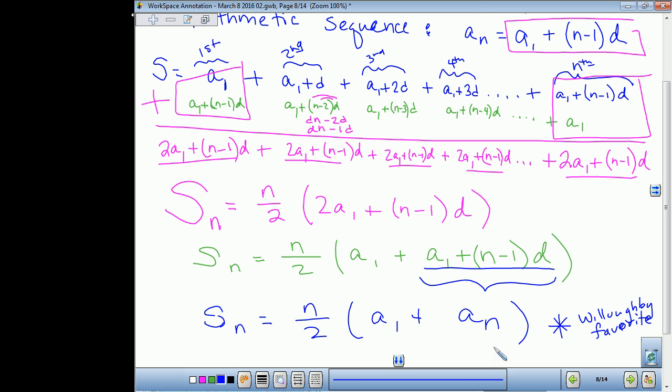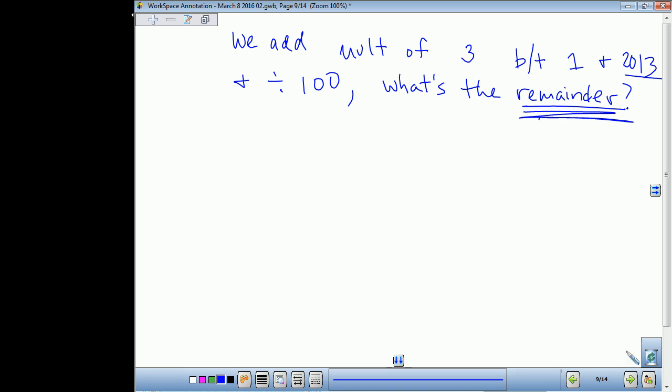Okay, so this is what Ben said. Do I just take the first one and add the last one to it and divide that by 2 and then multiply by how many terms there are? Yeah, that's exactly what you do. And that's our shortcut to finding the sum. Much nicer.